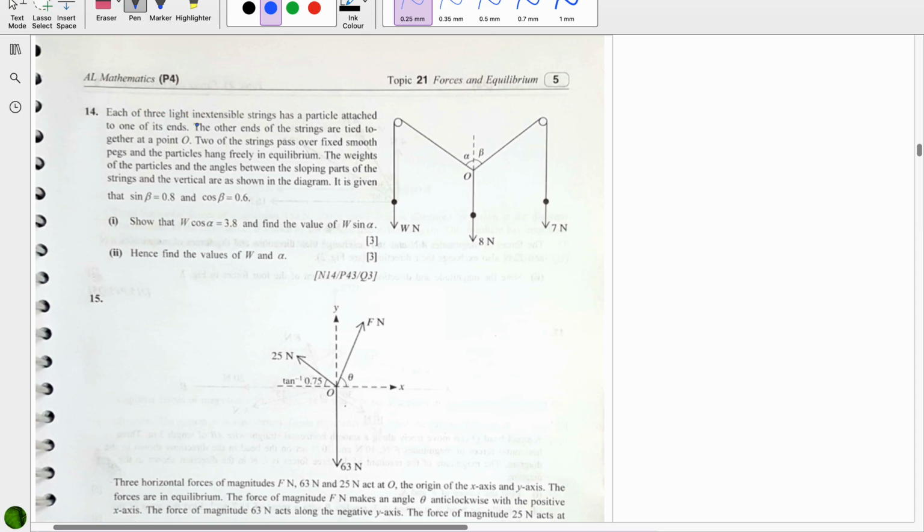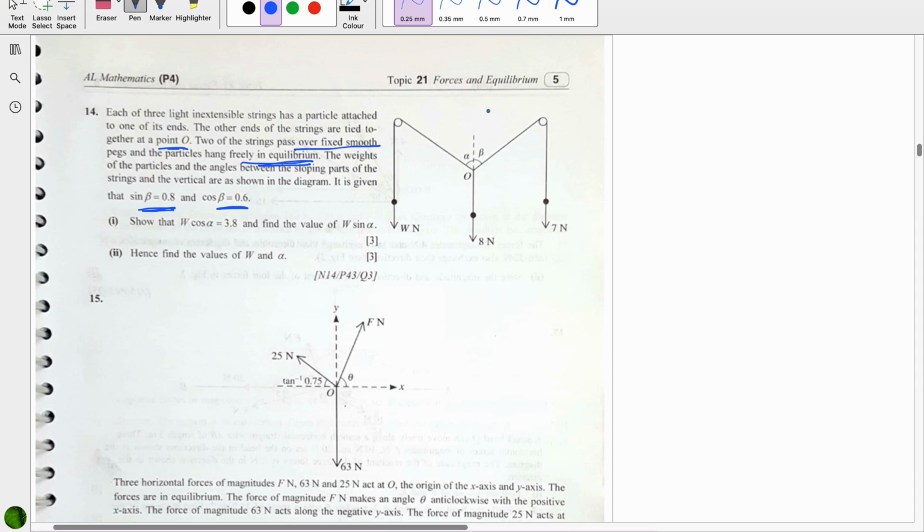So each of the three light inextensible strings has a particle attached to one of its ends. The other ends of the strings are tied together at point O. Two of these strings pass over fixed smooth pegs, so there's no friction, and the particles hang freely in equilibrium. The weights of the particles and the angle between the sloping parts of the string and the vertical are shown in the diagram, given as sine beta is 0.8 and cos beta is 0.6. So show that W cos alpha equals 3.8.